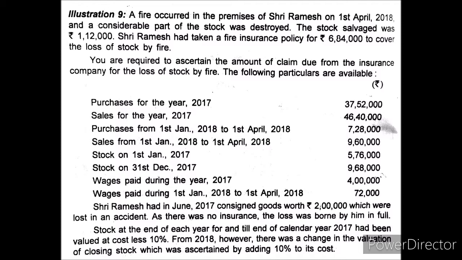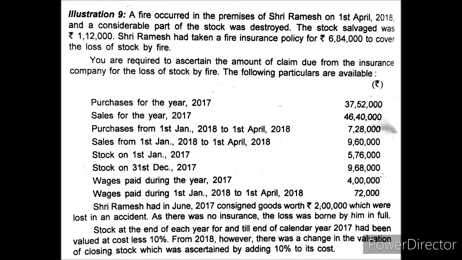You have wages for the present period, 1st Jan to 1st of April 2018. Then it says Sri Ramesh had in June 2017 consigned goods worth 2,00,000 which were lost in an accident. So in the previous year there was a consignment of goods for 2 lakh which was lost in an accident, no insurance, and the loss had to be borne by Sri Ramesh.